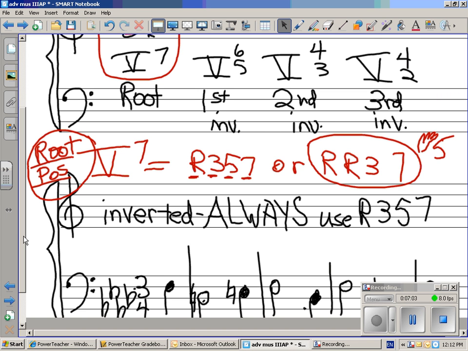So root position, 2 choices. One of everything, or double the root, omit the 5th. When you have an inverted 5-7 or 2-7, you always use every note. Root, 3rd, 5th, 7. Don't double anything. Use one of everything. That makes it easy to remember.